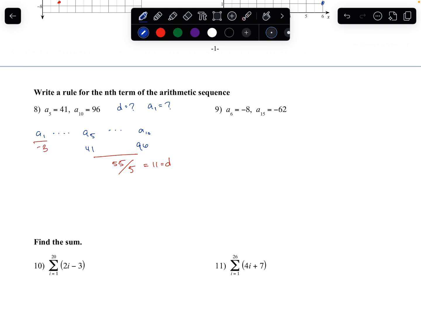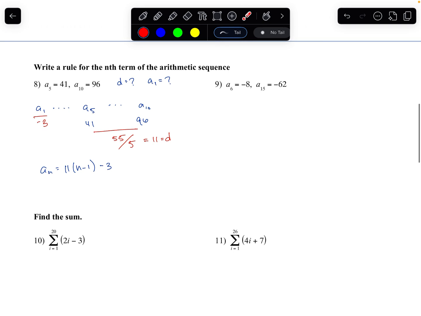So to write my rule, a sub n is going to be equal to 11 times n minus 1 minus 3. Just to kind of verify, let's say I want to find the 10th term, so I'm going to plug in 10 here. So if I do 11 times 10 minus 1, that's 11 times 9, which is 99, and I subtract 3, and I get 96, so it works out perfectly. If you want to verify one more time, you can plug in 5 for n and verify that that's the 41st term.